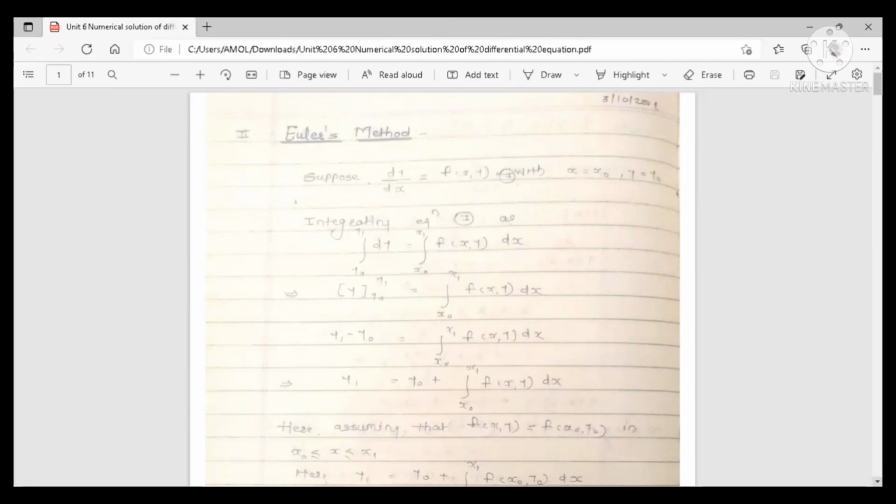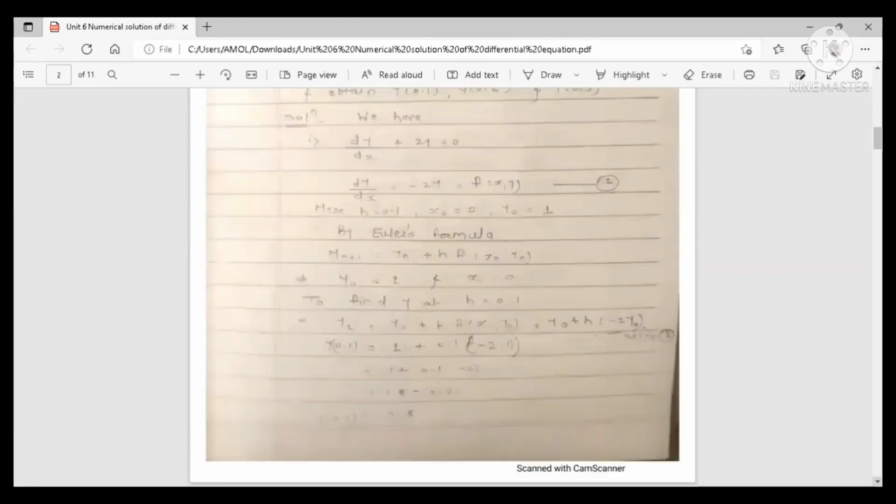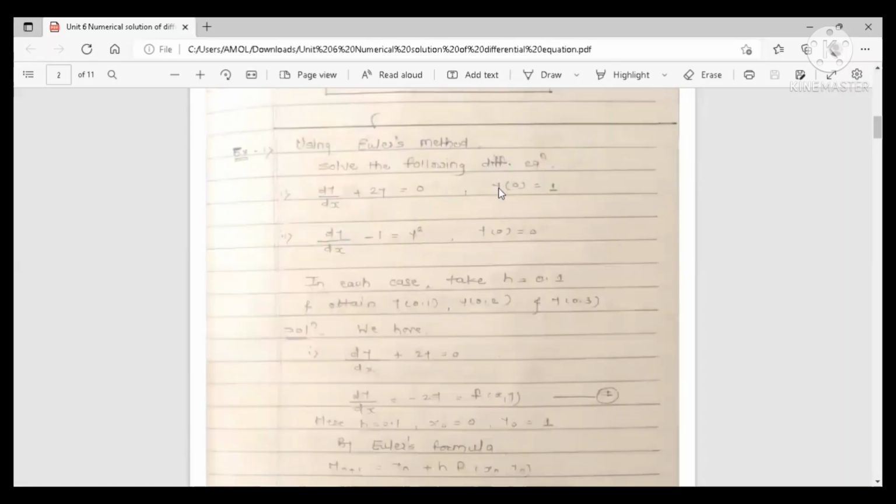So here in this example, the equation is dy by dx plus 2y is equal to 0. So you transfer this plus 2y in RHS, so that the equation will be dy by dx is equal to minus 2y, which is equal to f of x, y. Okay. Now here we are going to take h is equal to 0.1. Now the initial condition is here y of 0 is equal to 1. y of 0 is equal to 1 means this 0 is the value of x.